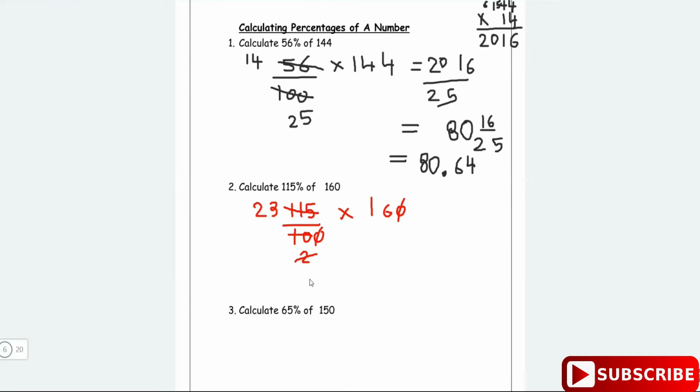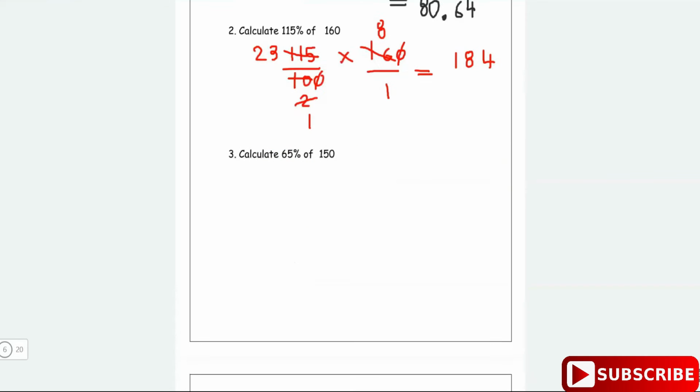2 into itself goes 1 time. 2 into 16 goes 8 times. Then we multiply 23 times 8. 8 times 3 is 24. Carry 2, 8 times 2 is 16, plus the 2 is 18. So 115% of 160 is 184. Easy question, soft.